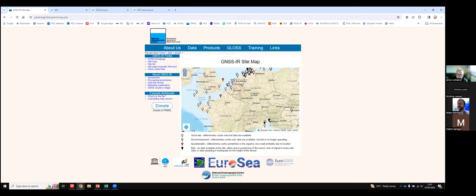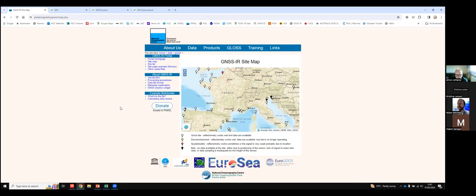And then we have our bad sites. What we want to do at some point is actually say why we think they're bad or even questionable. It doesn't say anything at the moment, but it could be bad because there's no data available at the site, or the positioning isn't actually that good, or the environment's too bad for it, or they haven't included signal-to-noise ratio in their RINEX files, or the data sampling is inadequate. The reflector height is above the maximum reflector height the sampling allows.